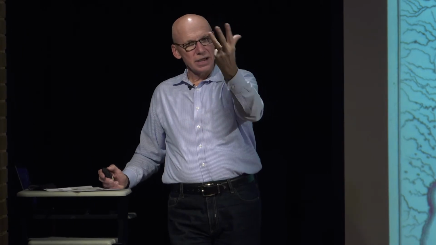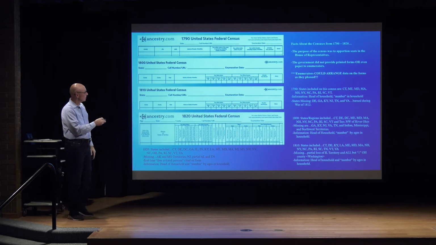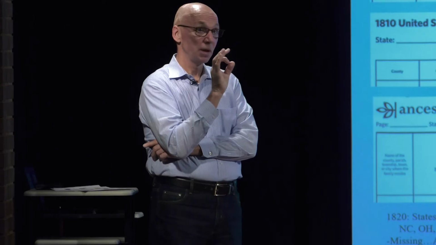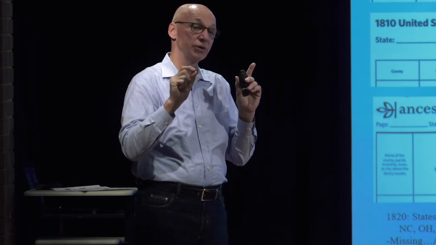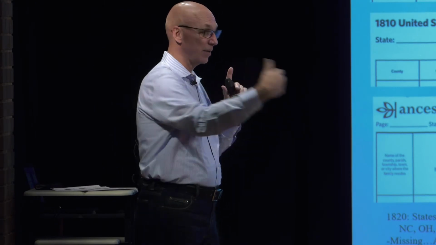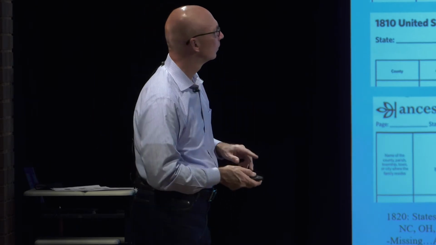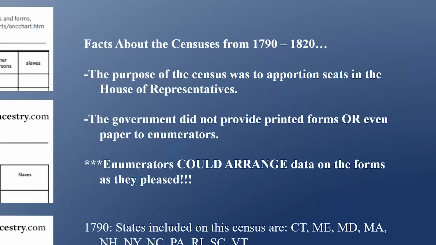1790, 1800, 1810, 1820. Four censuses. Just some facts about what you are about to see. I have to emphasize that the information recorded in these censuses was not geared for family history, it was geared for counting. That was it. The purpose of the census was to apportion seats in Congress.